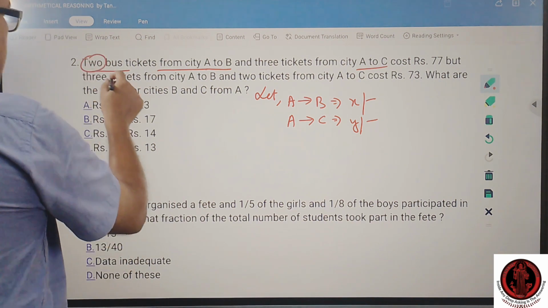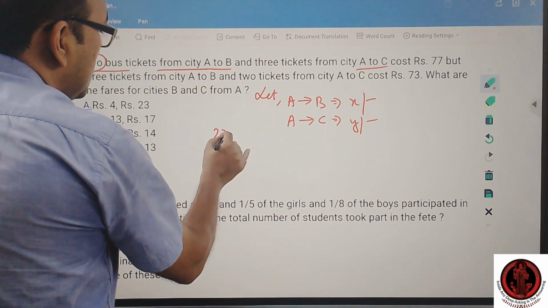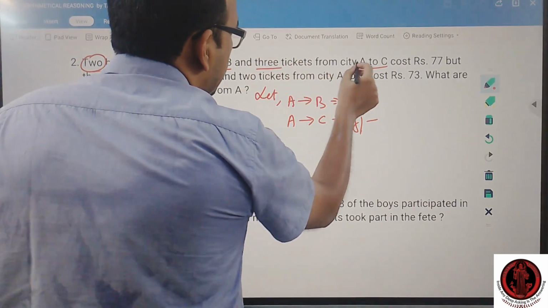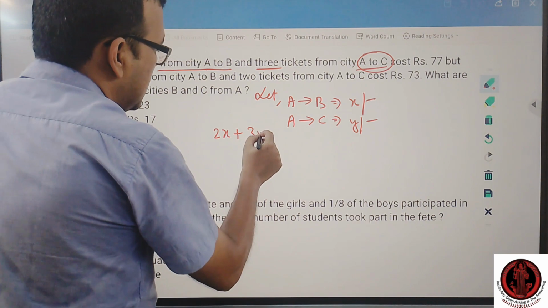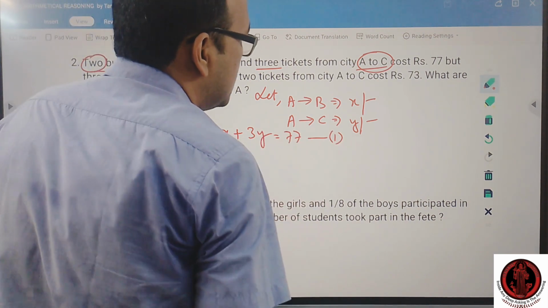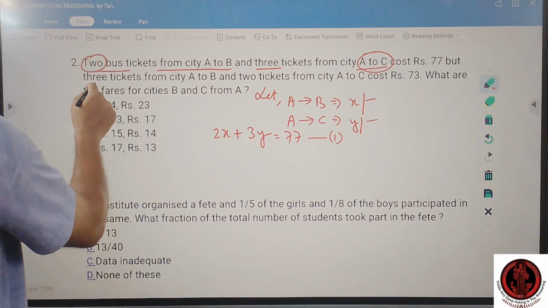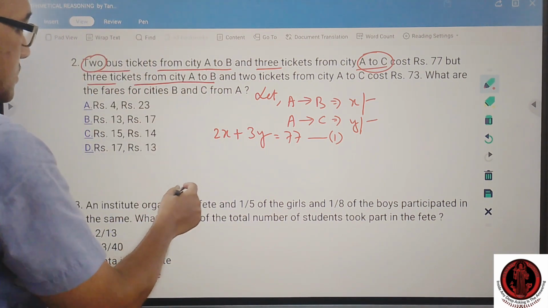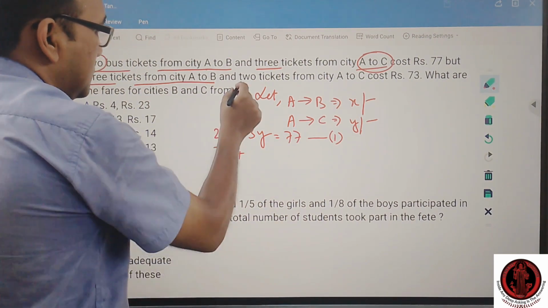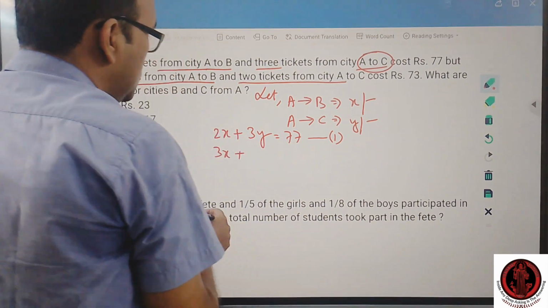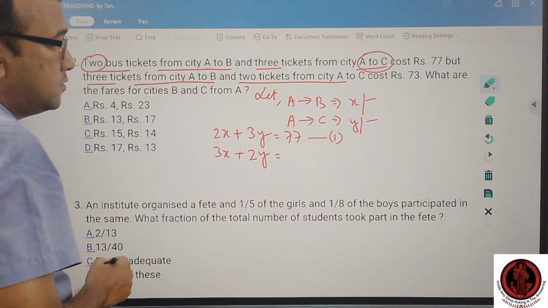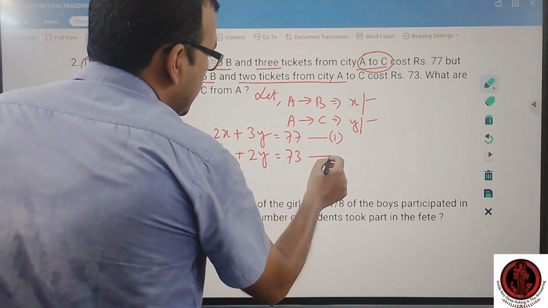Now two bus tickets from A to B, that means 2x, plus 3 bus tickets from A to C, that is 3y, equals 77. This is equation 1. Then 3 tickets from A to B, that means 3x, and 2 tickets from A to C, that is 2y, equals 73.